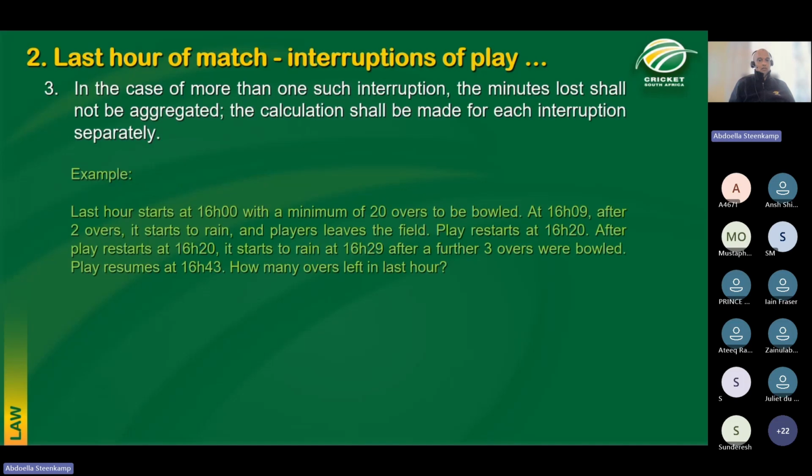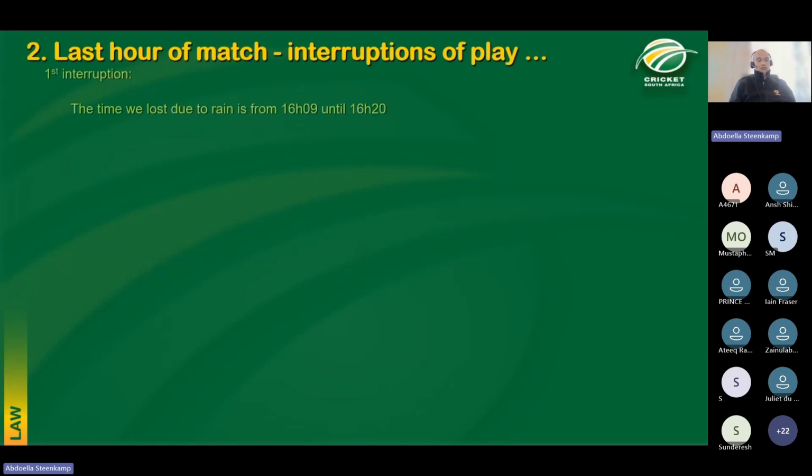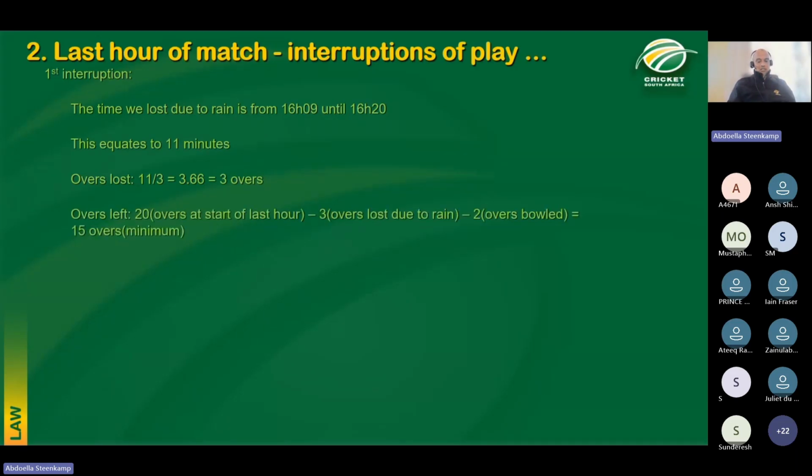Now let's go to our second interruption. The second interruption tells us that, yes, we restart at 16:20, and then we play for a further 9 minutes and bowl 3 overs when it starts raining again at 16:29. And umpires decide that play can resume at 16:43. Now they ask you how many overs are left in the last hour. We've calculated after our first interruption how many overs were left. We started at 20, lost 3 due to rain, less 2 that were bowled. So we had 15 minimum left.